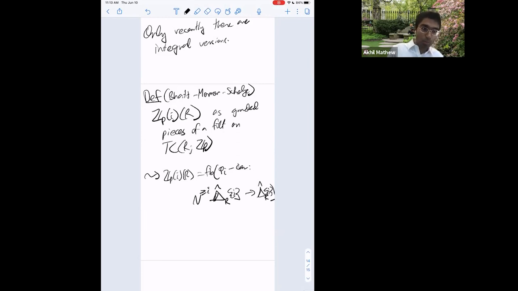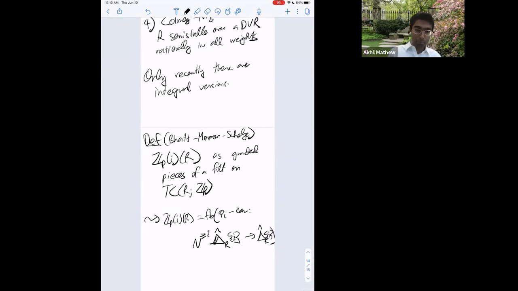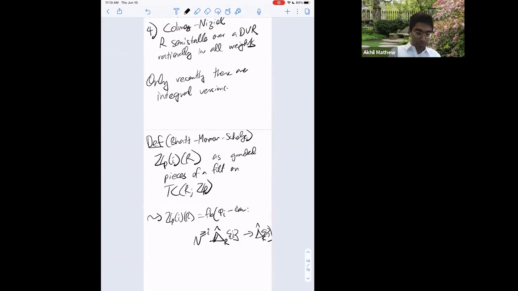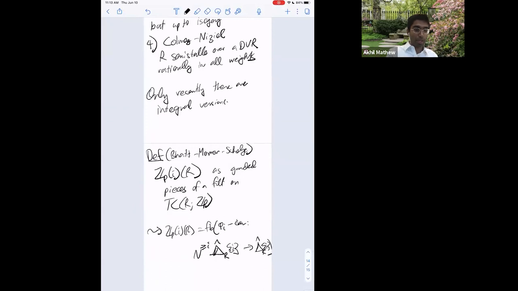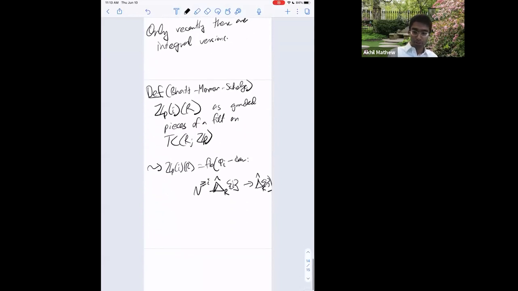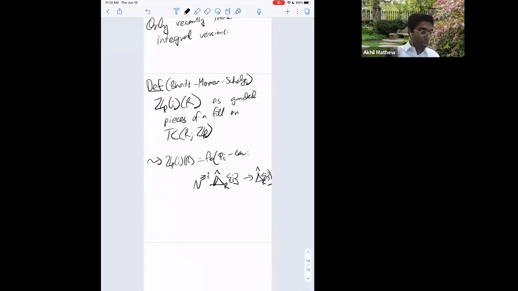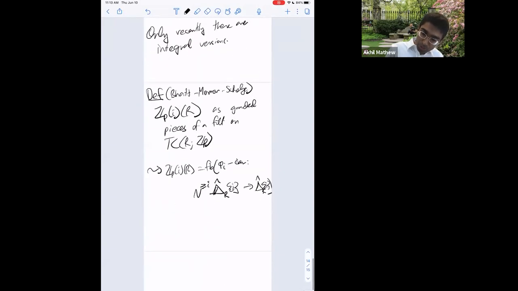So for example, in work with Antieau, Mathew, Morrow, and Nikolaus, we showed that these Z_p(i)'s defined by Bhatt, Morrow, and Scholze agree with the Fontaine, Messing, and Kato definition in low weights, up to isogeny. But these Z_p(i)'s defined by Bhatt, Morrow, Scholze work better integrally because... So they also show that.